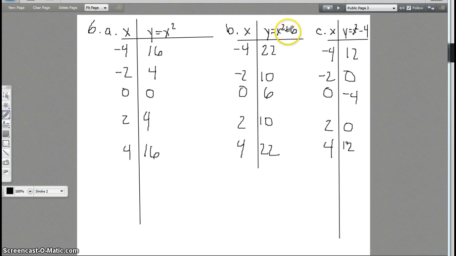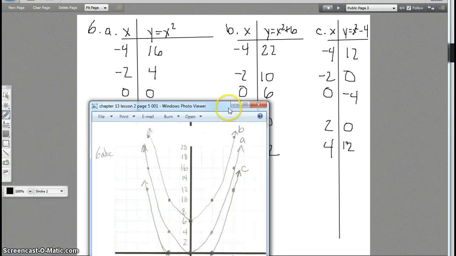For part B, since our equation was x squared plus 6, we already had x squared. All we had to do was add 6 to it. I chose the same values for x, so I could take the values I already had for x squared and just add 6. And then for part C, our equation was x squared minus 4. So again, I went back to our original values that we calculated for x squared and just subtracted 4 from each one of them. Okay, so now let's take a look at what the graph looks like for this.